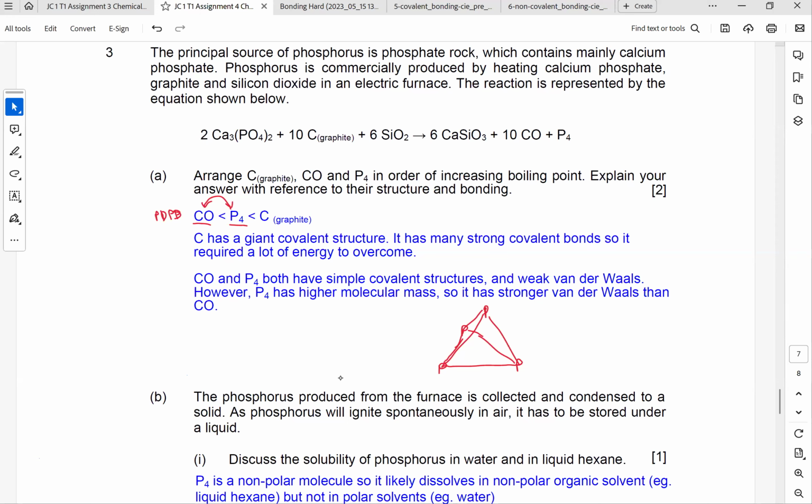It is nonpolar, so ID, but due to the size of the electron cloud being so big because of 4 phosphorus, it becomes very polarizable. So it's quite a strong ID. And at the end, this ID is stronger than the PD in carbon monoxide. So that's all.